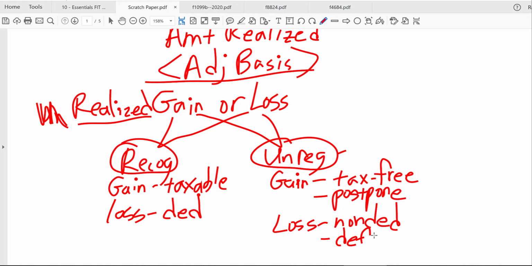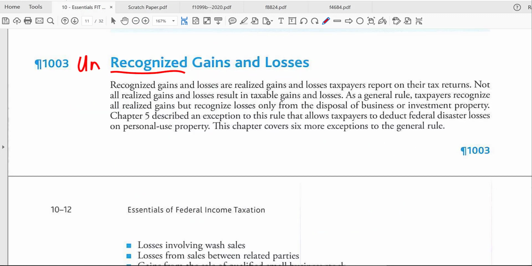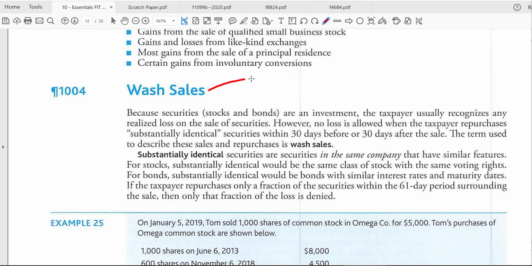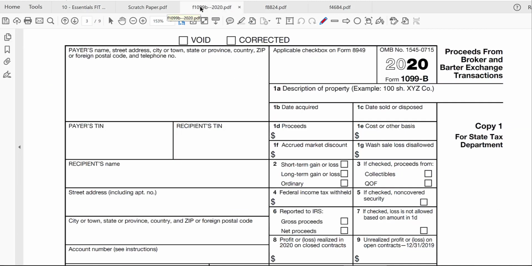Okay, so let's take a look at some examples of transactions where you have recognized gains and losses and unrecognized gains and losses. So in our textbook, here's a situation called a wash sale. And probably the best form to take a look at to illustrate a wash sale is this form we've seen previously called a 1099-B, which a stockbroker would issue whenever you sell stocks or investments. So let's say I sold some XYZ company stock. And let's say it happened today.